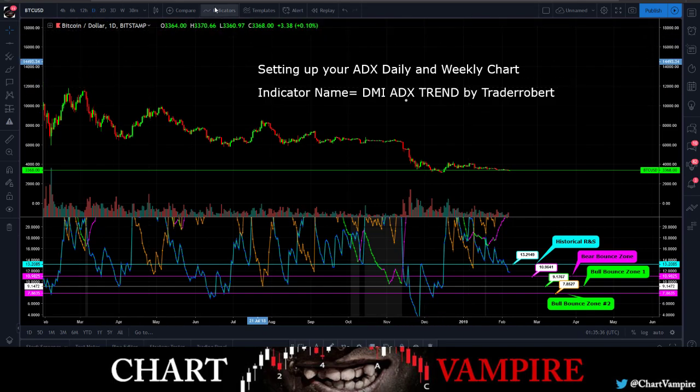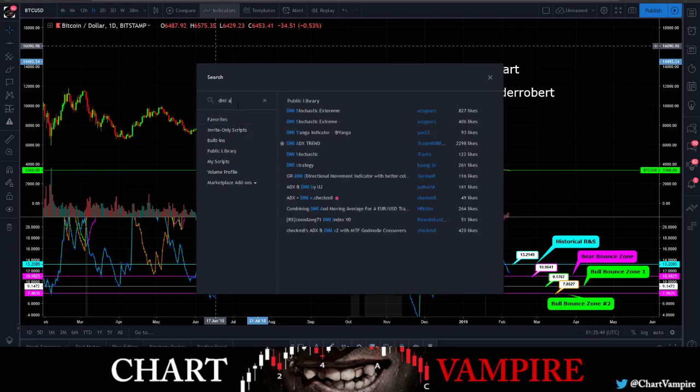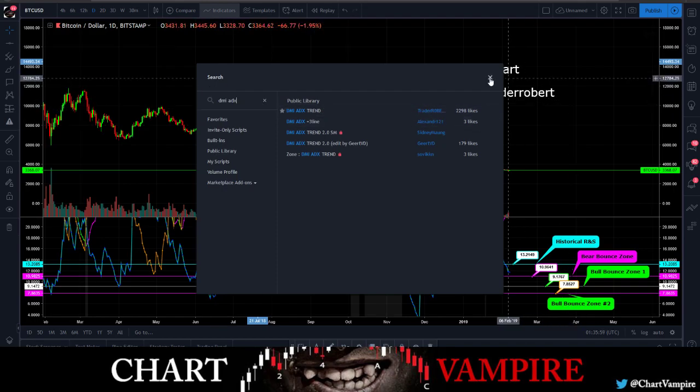So first thing we're going to do is pop on over here to indicators. You're going to go to ADX. You can actually search DMI, ADX. It is the highlighted one right here, DMI ADX trend by Trader Robert. You see it's got almost 2,300 likes on it. So this is the one that I use. This is the one that I prefer, because it is the most accurate.